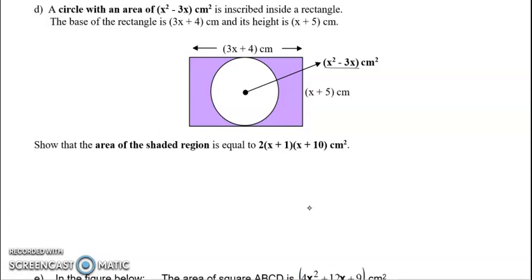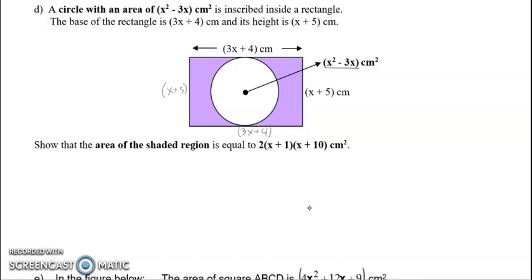The base of the rectangle is 3x plus 4, so that's the top or the bottom, and the height of it is x plus 5 on the left or on the right. And these guys are both in centimeters. Show that the area of the shaded region is equal to 2 times x plus 1 times x plus 10.